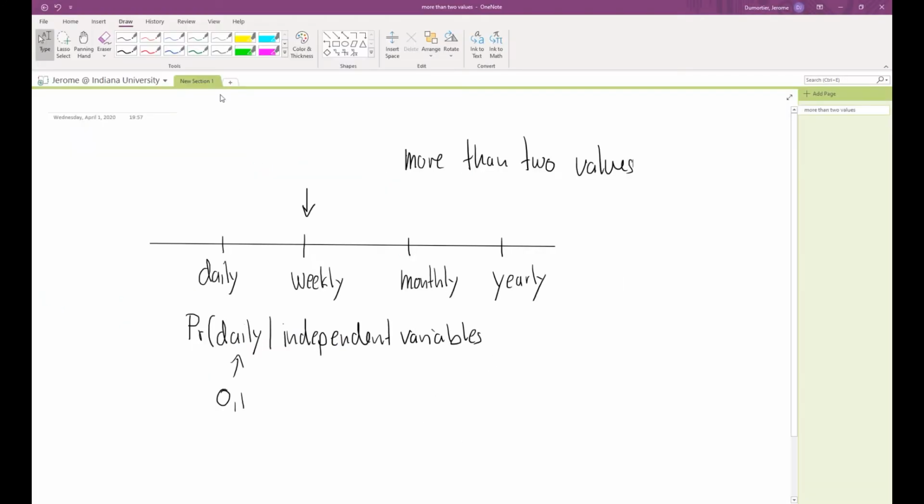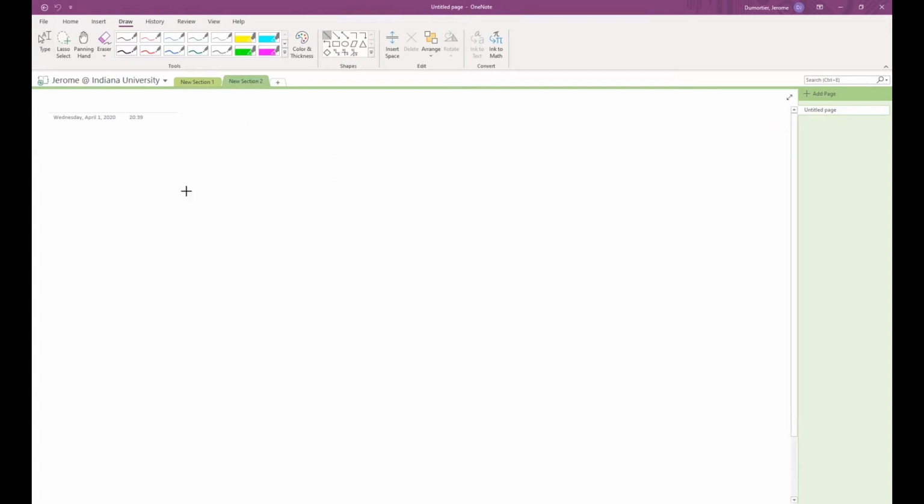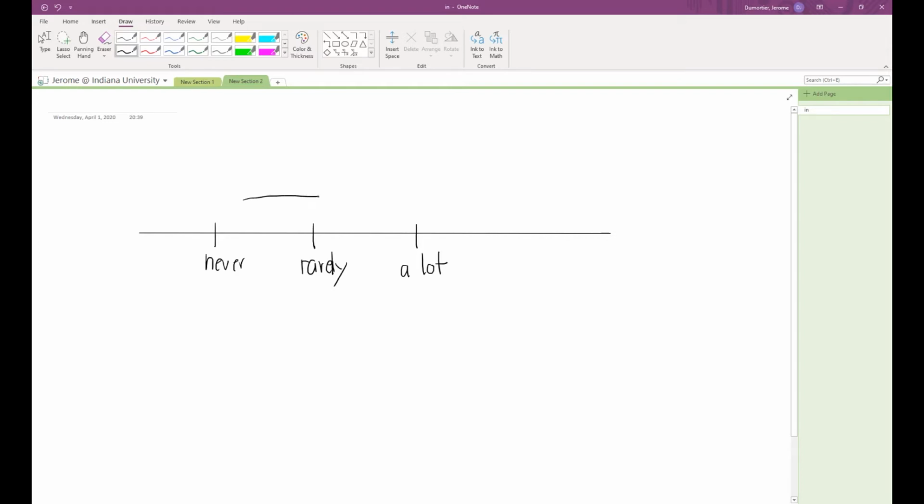Think about this the following way. We are talking about people purchasing strawberries, and say we only have, say, never, rarely, and a lot. Now, a positive coefficient means that a person or a respondent is moving in this direction, meaning that if it's positive, they are actually increasing their purchase frequency of the dependent variable.